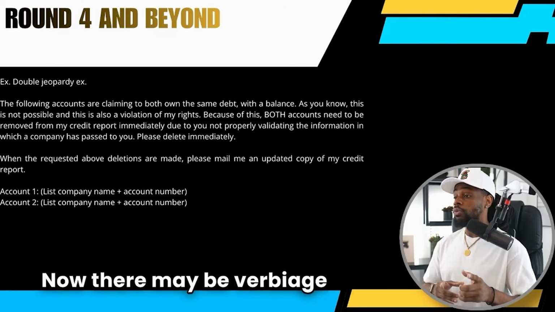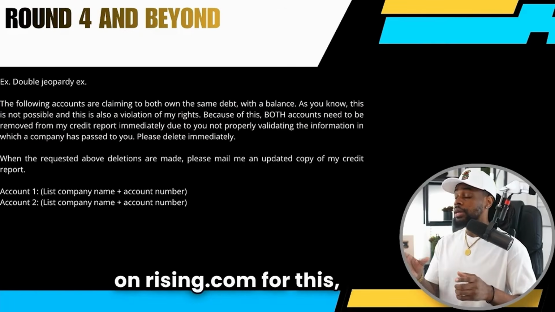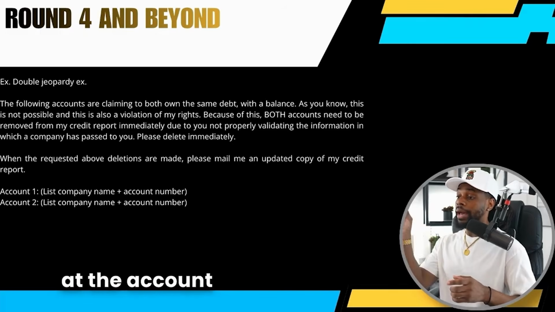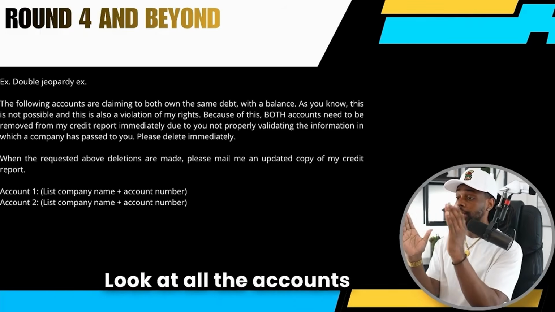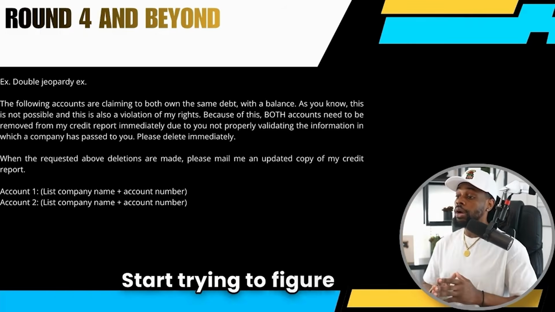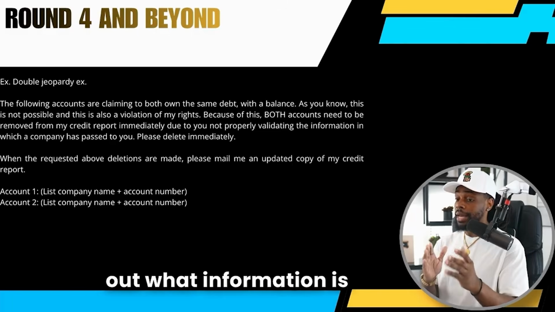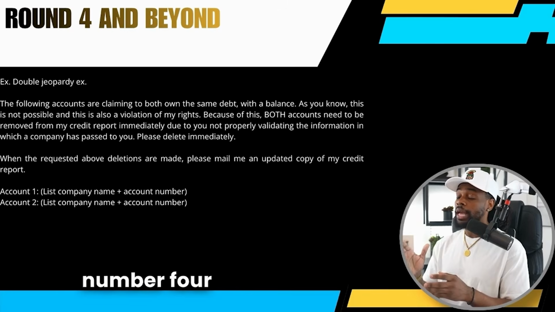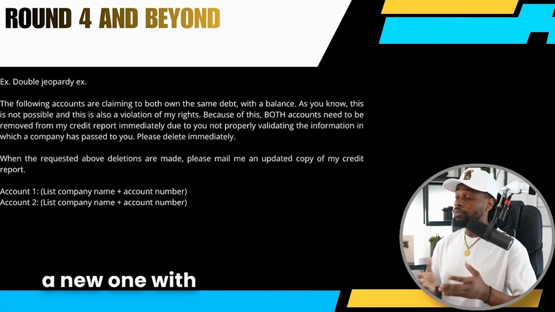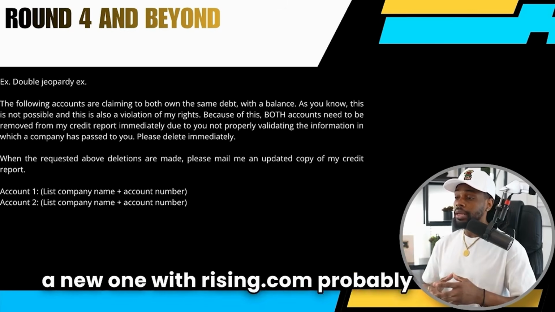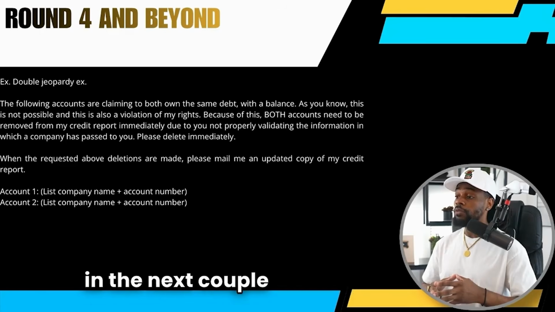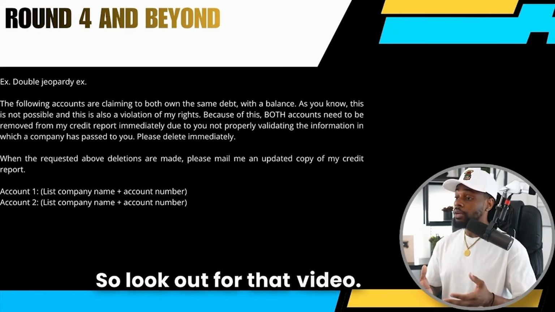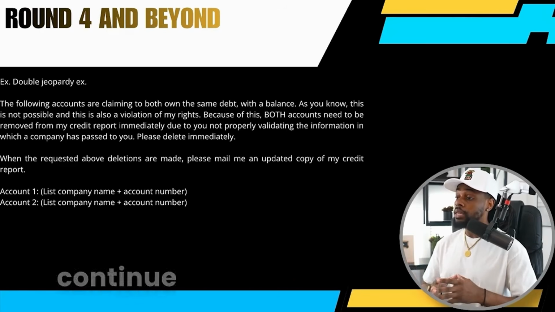Now, there may be verbiage already on Ryezing.com for this, but that's when I would take a look at the account attributes. Again, look at all the accounts side by side. Start trying to figure out what information is not reporting accurately. I have plenty of videos on round number 4, and I will make a new one with Ryezing.com probably in the near future, probably in the next couple of weeks. So look out for that video. If you do want that, then we'll continue from that point.